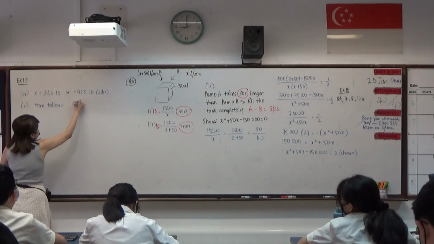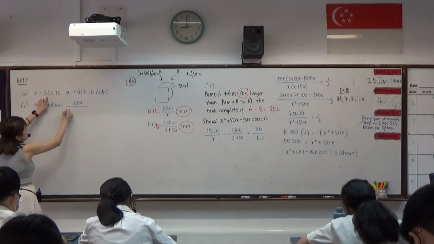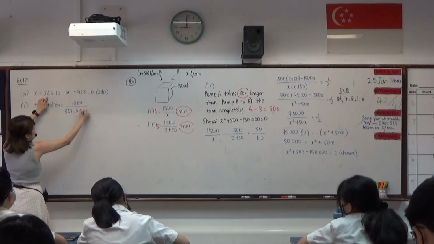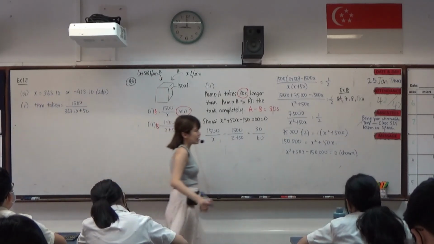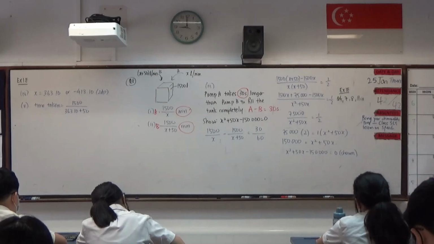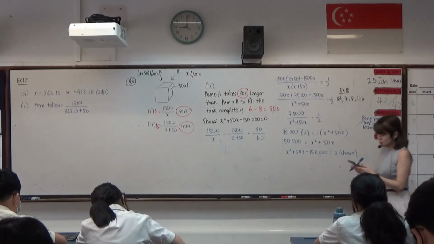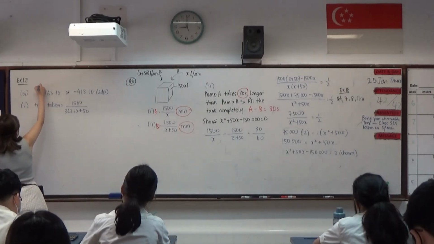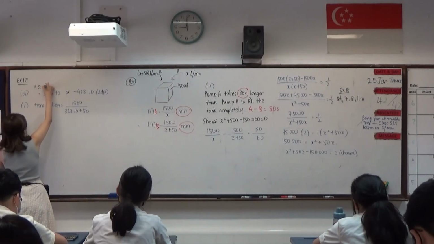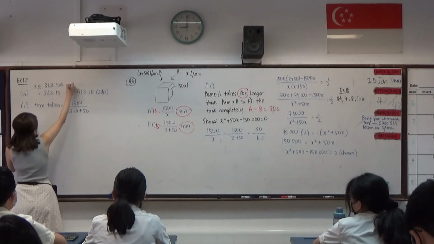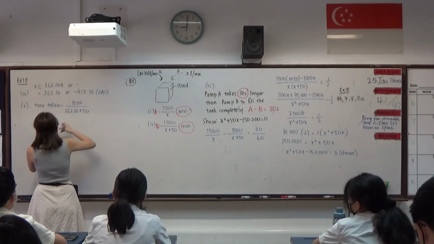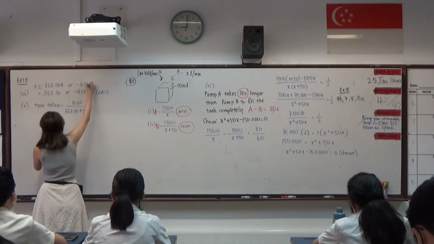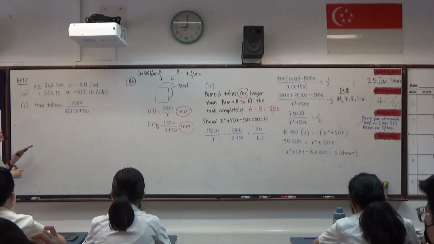It will be 1500 over 363.10 plus 50. In fact, I would prefer if you take a higher accuracy rather than the final answer of part 4. That would be okay. Usually I will take one more digit, okay.